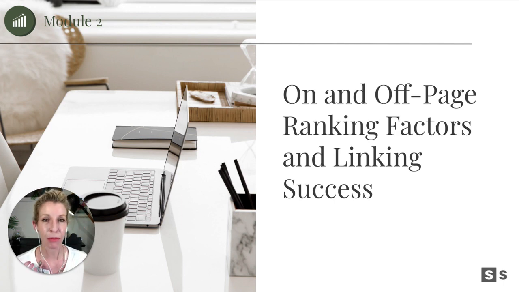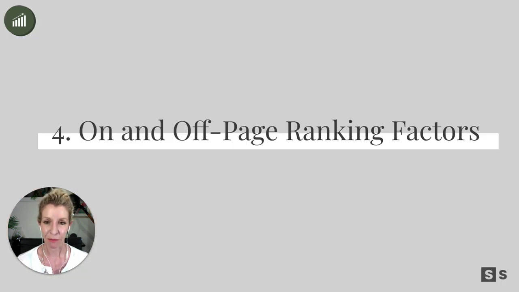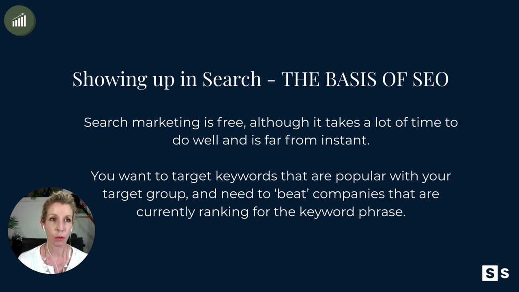So let's talk about both on and off page factors and a whole lot of linking in numbers 4 and 5. So what are on and off page ranking factors? Well, it's essentially the way we show up on search in both the things that are on page on our website and on the back, and then the things that are off page that are elsewhere on the internet, including our social feeds, but also links about us throughout the internet and other things.